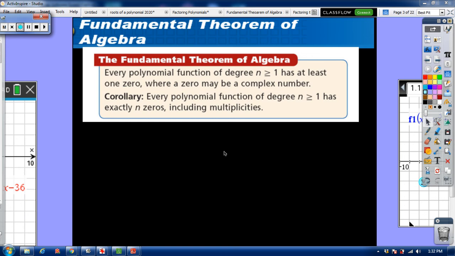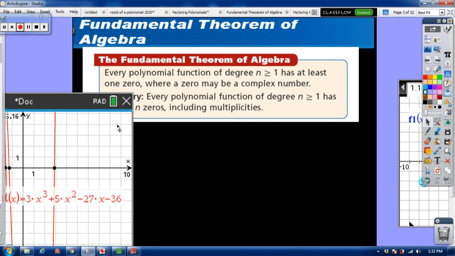So I'm going to try to explain to you exactly what this means. What this basically says is whatever degree of a polynomial we have, that's how many zeros we really have, whether they be real or whether they be complex numbers. And I've got a couple of graphs I'm going to use to illustrate that.